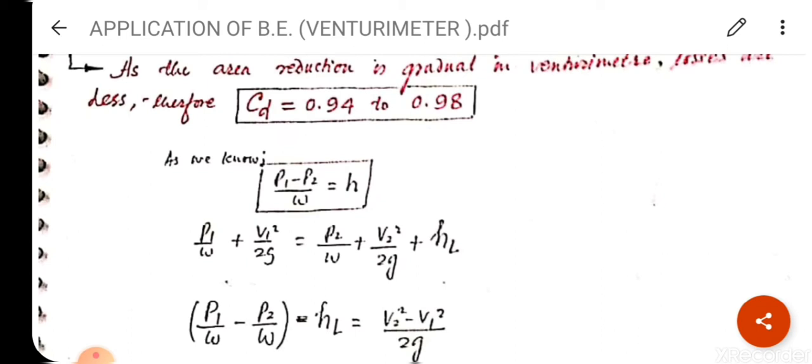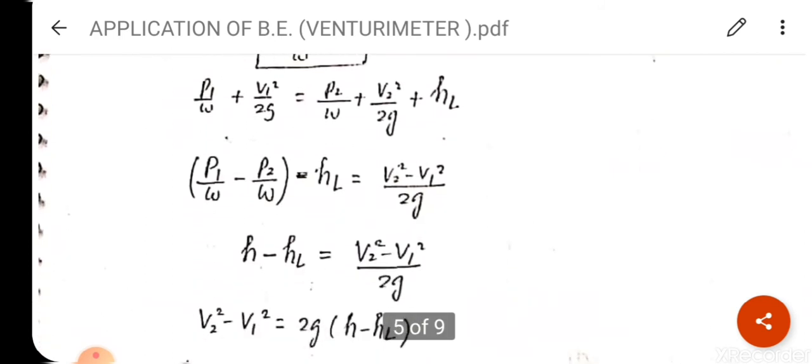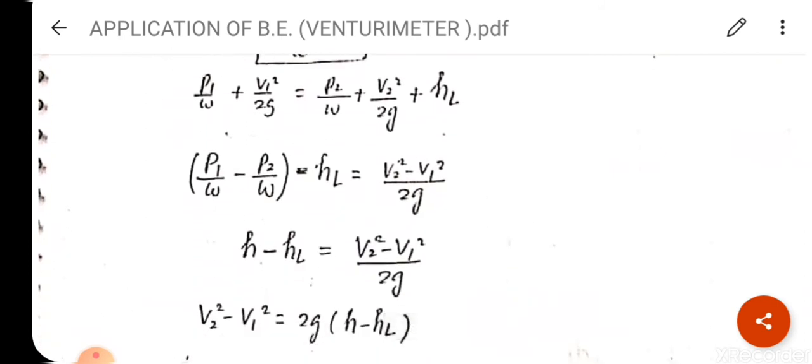Because I am adding head loss here, it will be (P1 by W minus P2 by W) minus head loss in the pipe is equal to V2 square minus V1 square upon 2G. So P1 by W minus P2 by W is nothing but H. So we can write H minus HL, head loss due to friction, is equal to V2 square minus V1 square upon 2G. Clear?